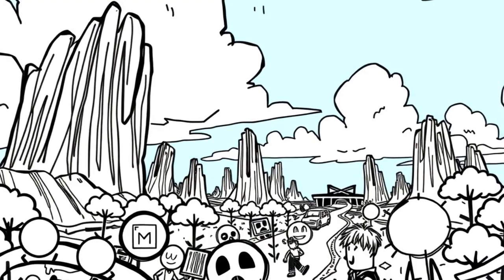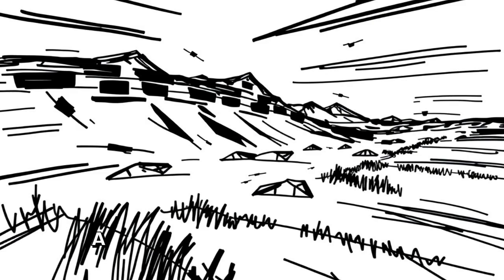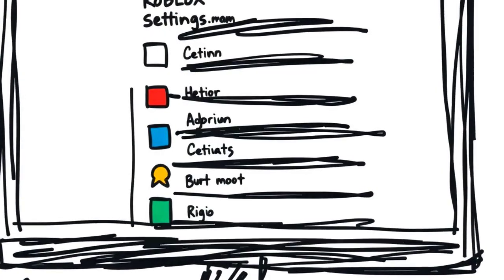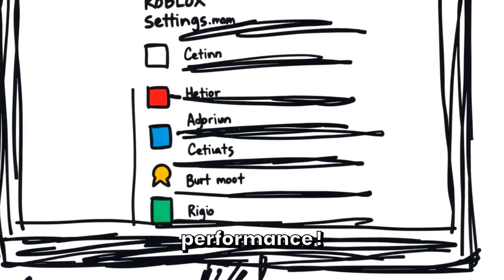Let's dive in. Render distance is how far away you can see objects in the game. A higher render distance means a stunning view. To boost your render distance, open Roblox's Settings menu. It's your gateway to enhanced performance.